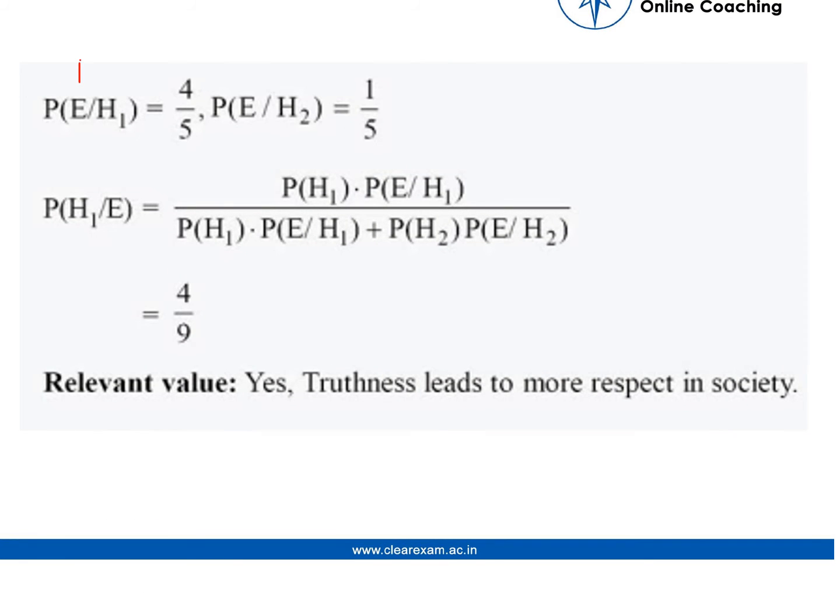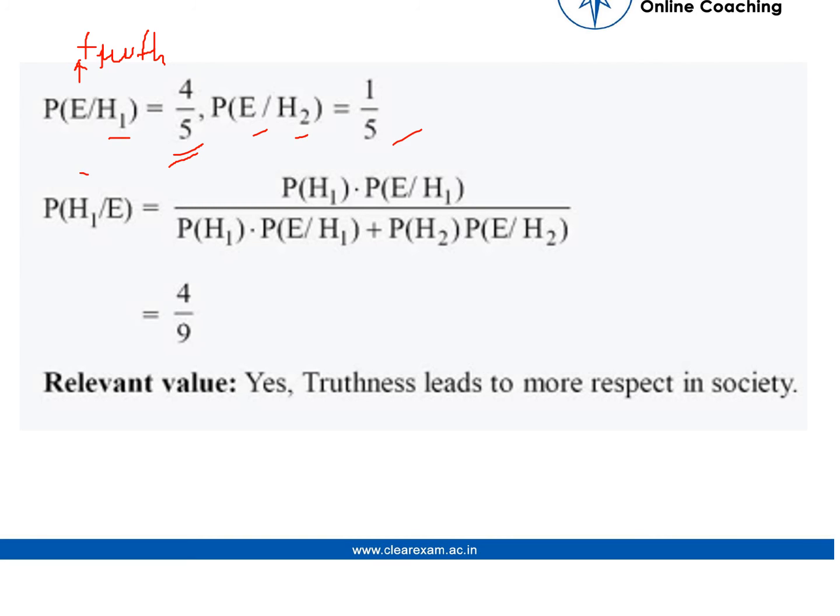Here E is the event that the person speaks truth. So probability of person speaking the truth, given that event H1 has already occurred, is 4 by 5, and probability of person speaking the truth given that H2 has occurred is 1 by 5.